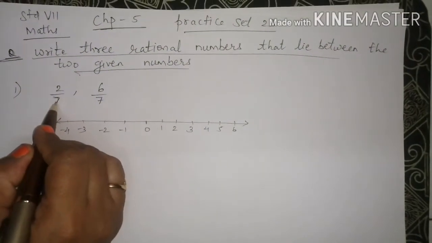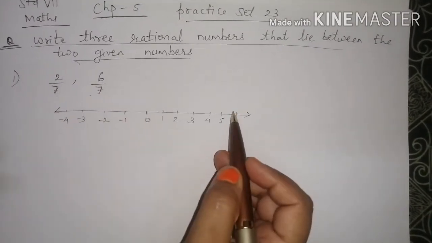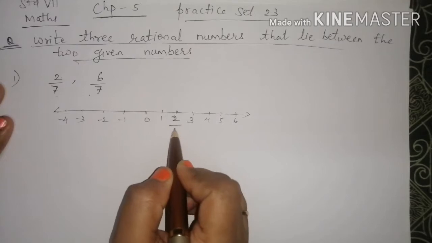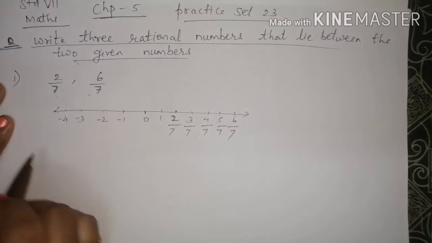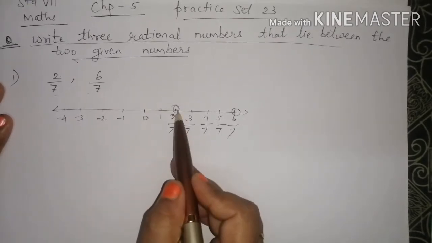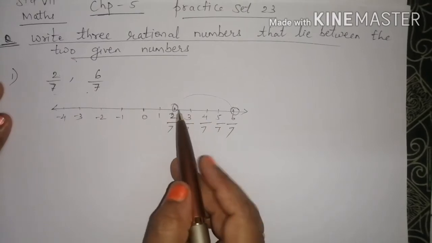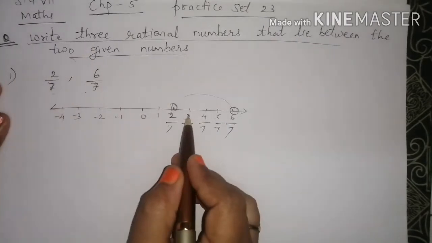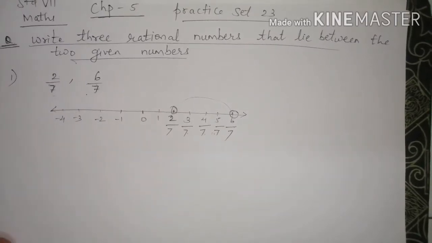Now here one thing is that the denominators are the same, so no problem. On a number line, if I show you, suppose this is 2 upon 7, 3 upon 7, 4 upon 7, 5 upon 7, 6 upon 7. So here it is 2 upon 7 and here it is 6 upon 7. In between these two numbers, how many rational numbers are lying? There are already three numbers, so we have to find only those. We need at least 3, so we are getting these three rational numbers: 3 upon 7, 4 upon 7 and 5 upon 7.